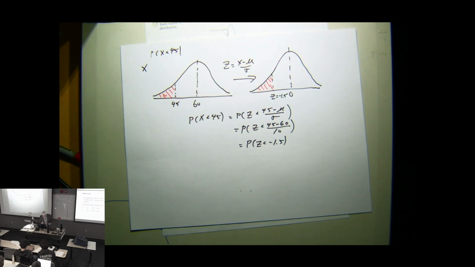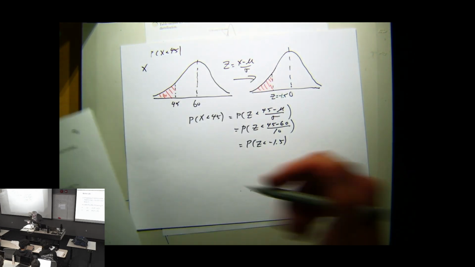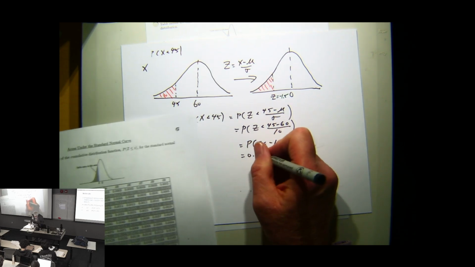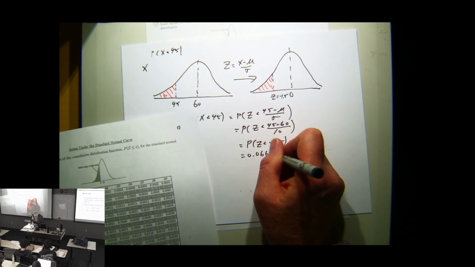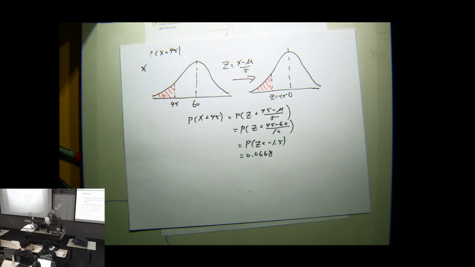Once I do that, I go to my tables. Negative 1.5 is going to be 0.0668. So you're just using your knowledge that the total probability under the curve is 1, and you are getting the area of a piece of the area under the curve.